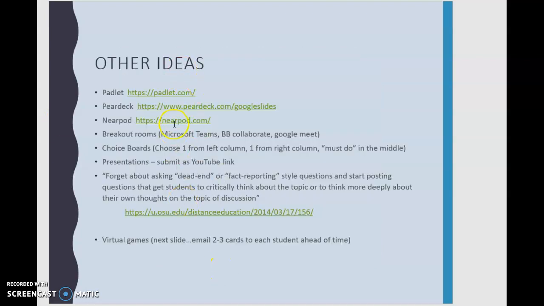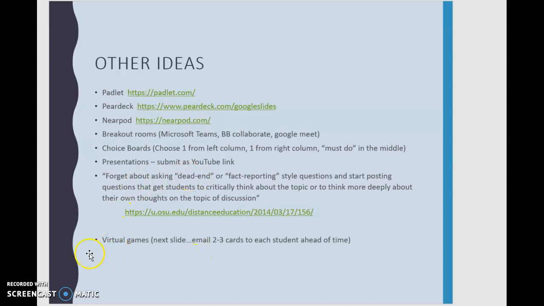Okay, some other ideas, and a lot of you probably use all of these ideas or have seen some of these. Padlet, Pear Deck, Nearpod, breakout rooms, stuff like that. Choice boards, where they would have to choose, that's up on the whiteboard. They choose one from the left column, one from the right column, and they must do one in the middle. I actually saw that in a second grade class in Florence a few years ago when I was supervising a student teacher and just thought it was great. Again, forget about asking dead-end questions, right? We want them to have some open-ended questions.